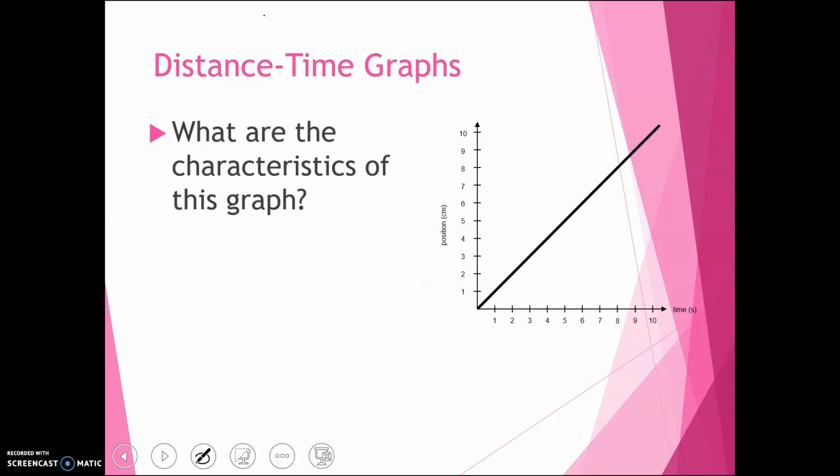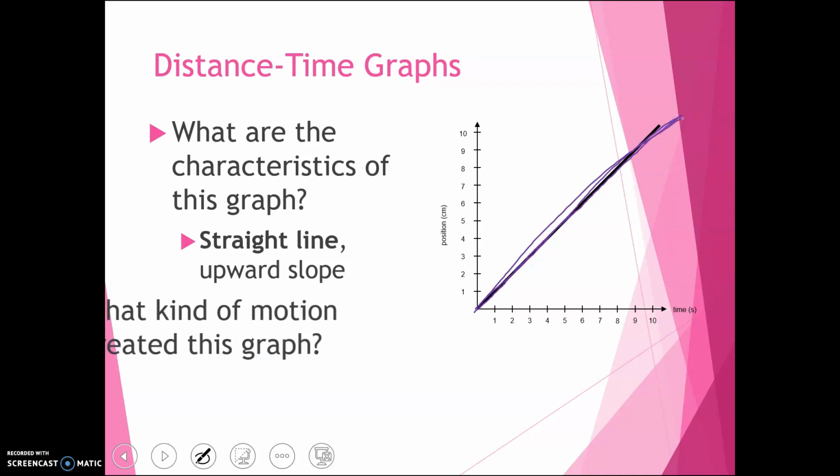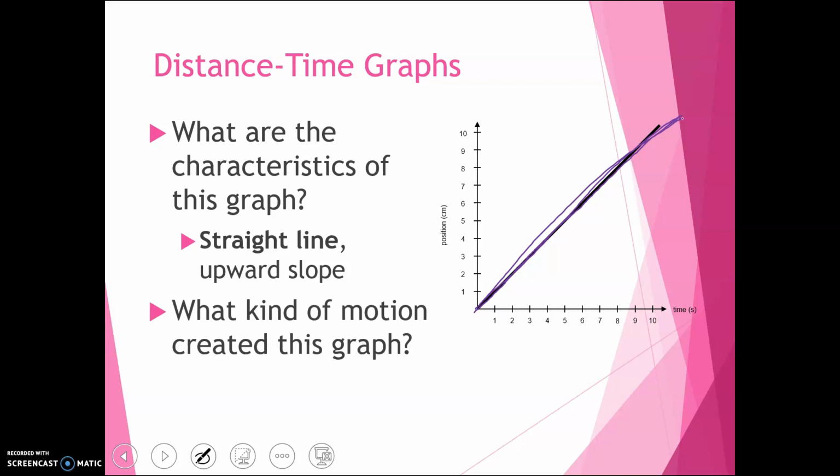So on these distance versus time graphs, so far, we've seen these straight lines being included on the graph. This one even has an upward positive slope. So what kind of motion created this graph? Well, when we talked about that ball rolling across the table, the motion didn't change. It was a constant motion or a constant speed. So the ball speed did not change.